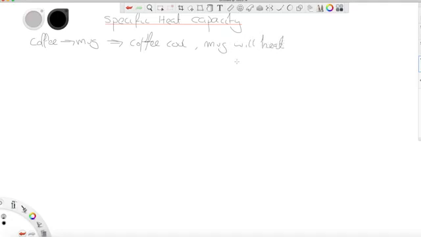So what's happening is the mug is taking some of the thermal energy from the coffee, and they both end up at the same temperature. That's what everything's trying to do, to come to thermal equilibrium with its environment, so it ends up at the same temperature. So, coffee cools, the mug heats. Now, the mug has a certain heat capacity.